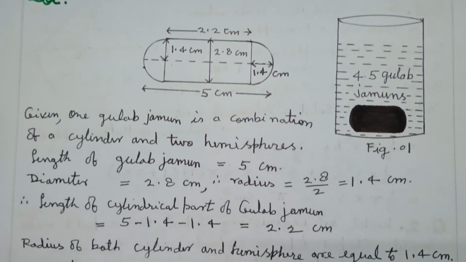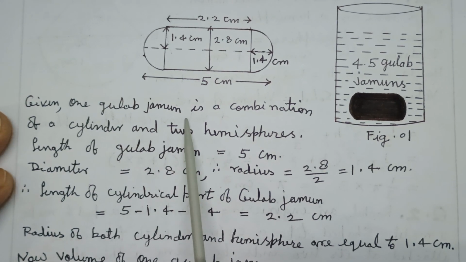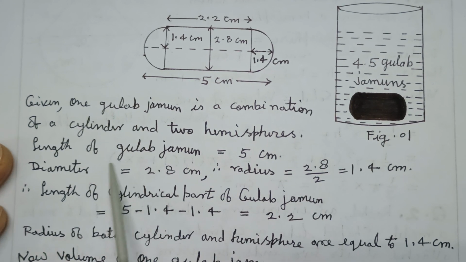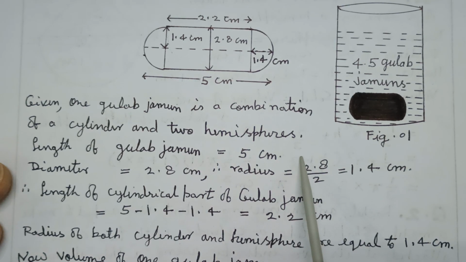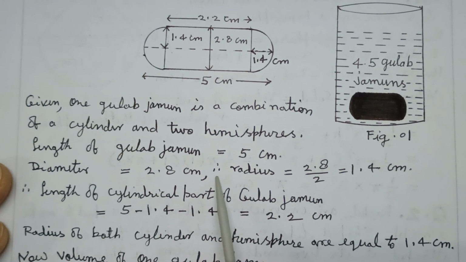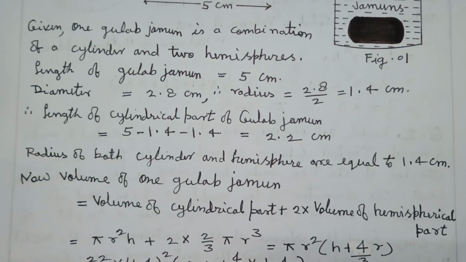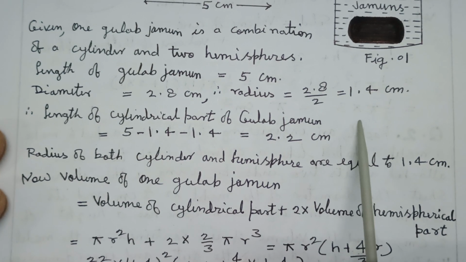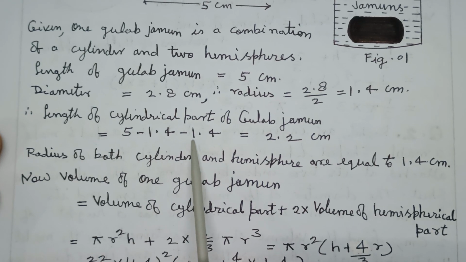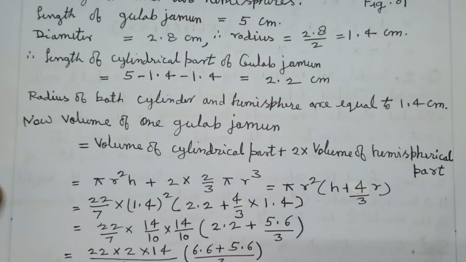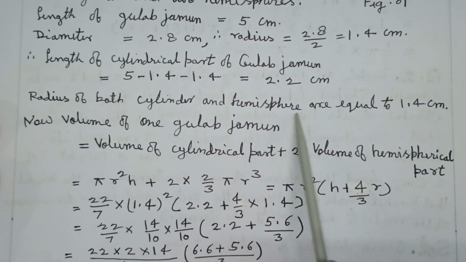So now solution. Given one gulab jamun is a combination of a cylinder and two hemispheres. Length of gulab jamun is equal to 5 centimeter. Diameter is equal to 2.8 centimeter. Therefore, radius is equal to 2.8 by 2 is equal to 1.4 centimeter. Length of cylindrical part of gulab jamun is equal to 5 minus 1.4 minus 1.4 is equal to 2.2 centimeter. Radius of both cylinder and hemisphere are equal to 1.4 centimeter.